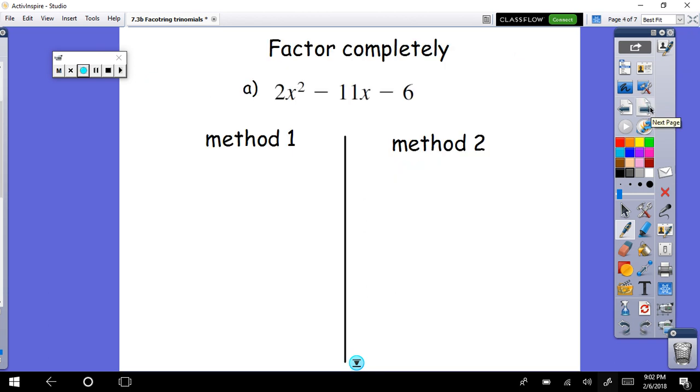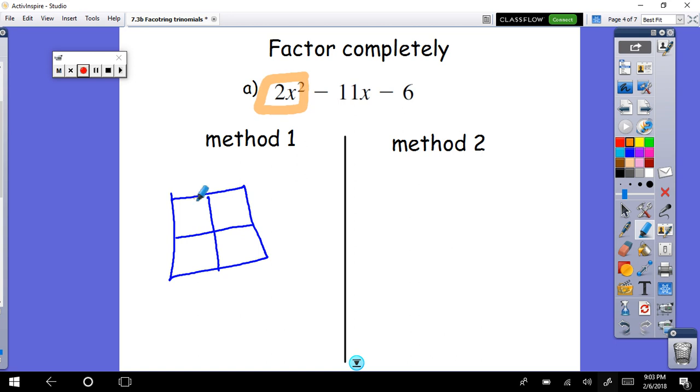Okay, so I'm actually not going to show the second method in this video, but the first method I'm going to show is this box method. If you'd like to see the second method, I have some older videos out there that show that, so you're more than welcome to look that up. But the box method, again, first term goes in the first box, last term goes in the last box.